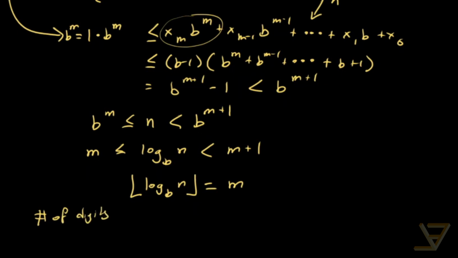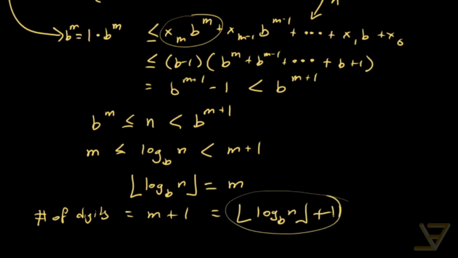So the number of digits, including the units digit, is equal to m plus 1. The plus 1 accounts for the units digit, which is equal to floor of log base b of n plus 1. So that's our final answer.